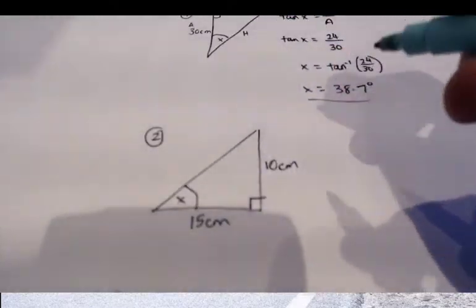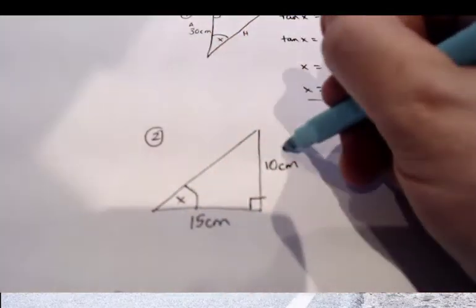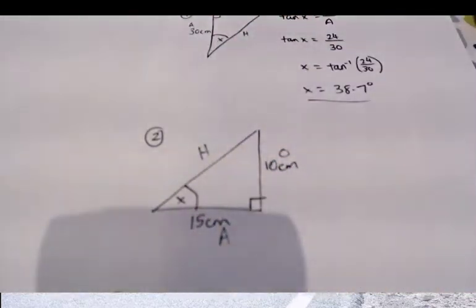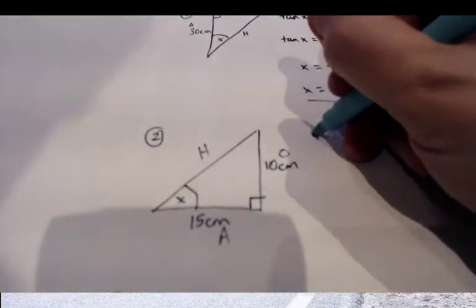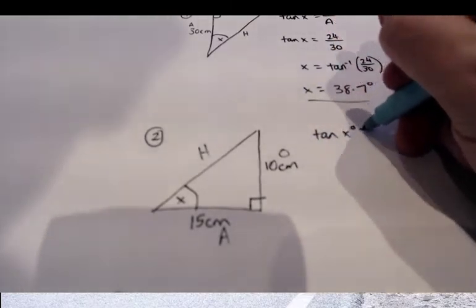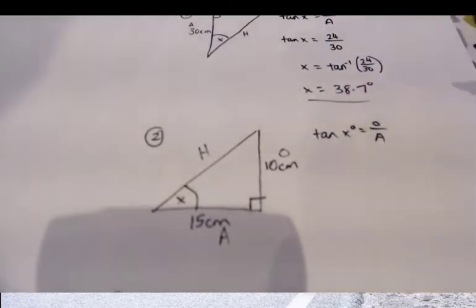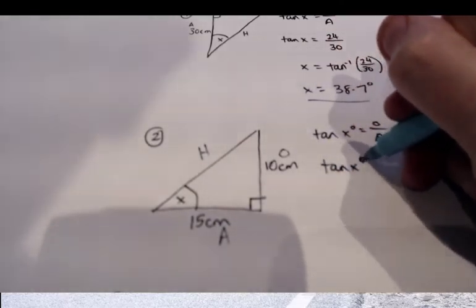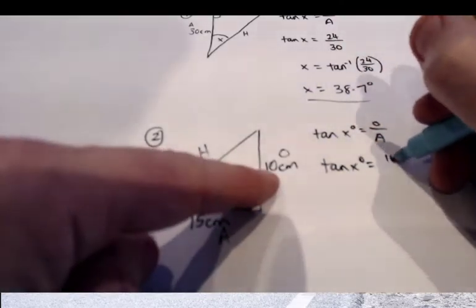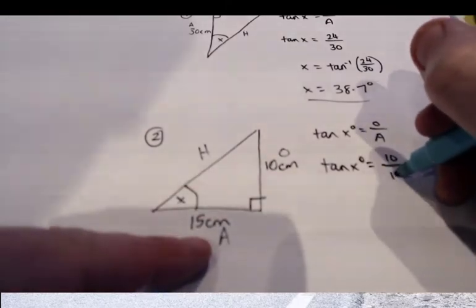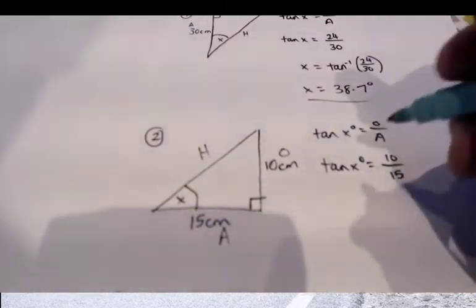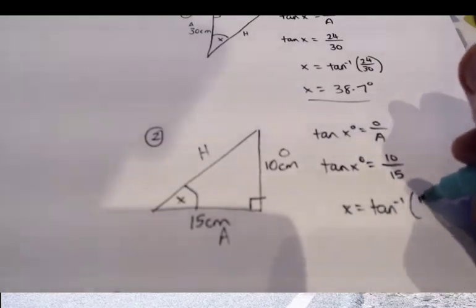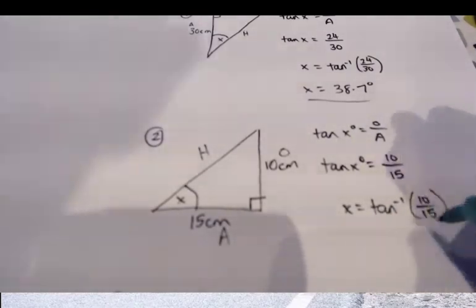Again, label your sides. So I'm standing at the x, so there's my opposite. Hypotenuse is the big diagonal, and there's my adjacent. Write down the rule. Tan x equals opposite over adjacent. Fill in the information. Tan x equals, right, the opposite is 10. The adjacent is 15. And now I'm going to get what the x is. So x is going to equal inverse tan, so the tan minus 1 thing, 10 over 15.